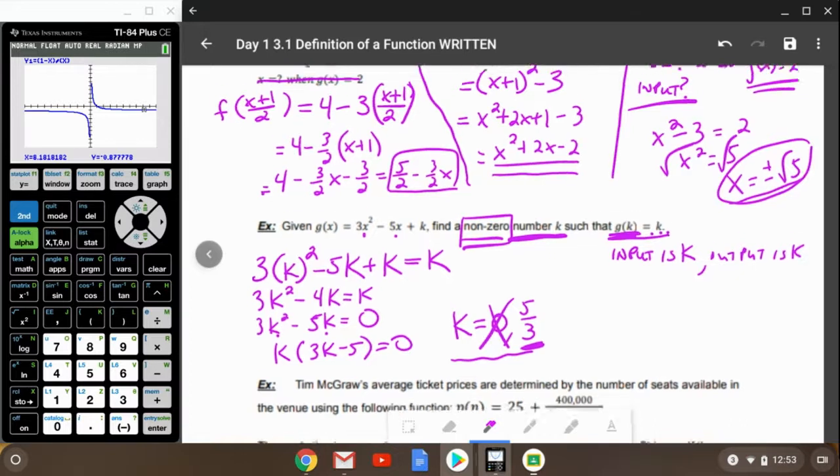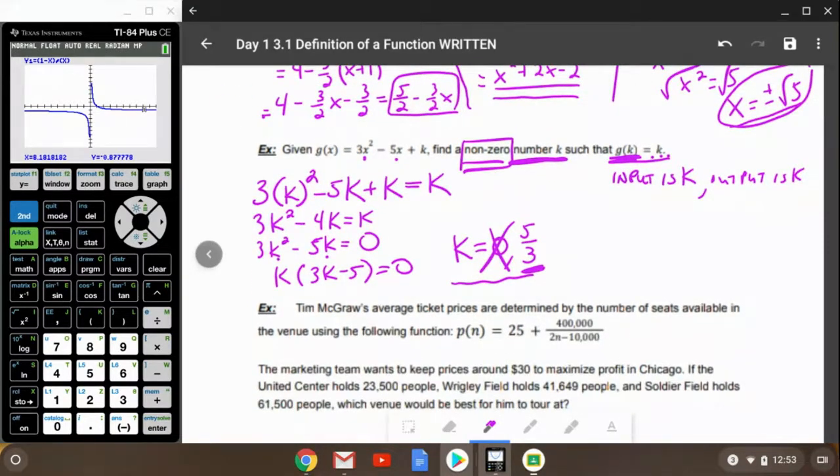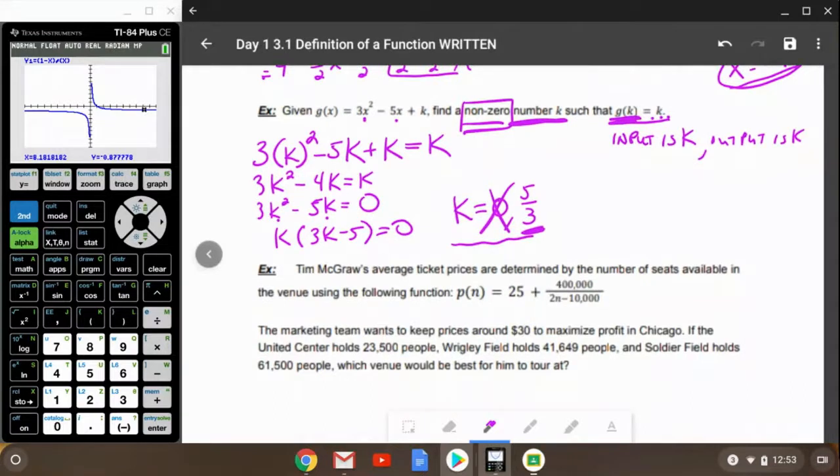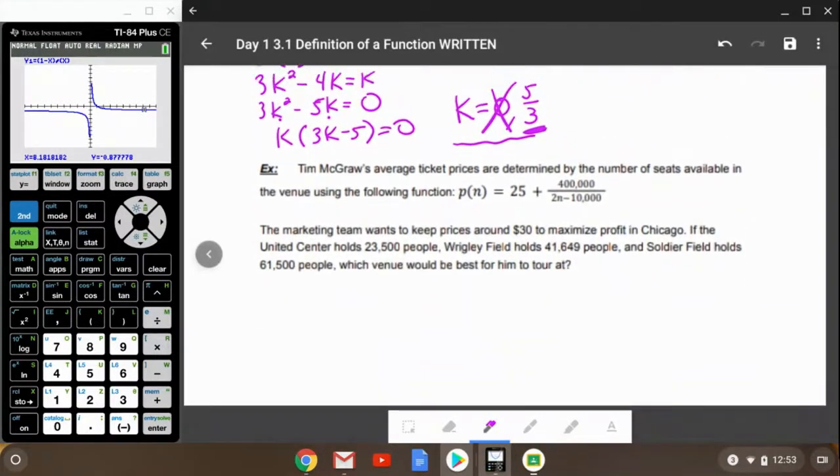All right, last one we got here. We got Tim McGraw's average ticket sale prices are determined, and they give us a function in there, using that information. So when you look at this carefully, the prices are determined by the number of seats available in the venue using the following function. In this instance, P represents the price. So P is the price, because that's going to be our output, and N is the number of seats. So that's our input. Okay, so that's what we're looking at here.